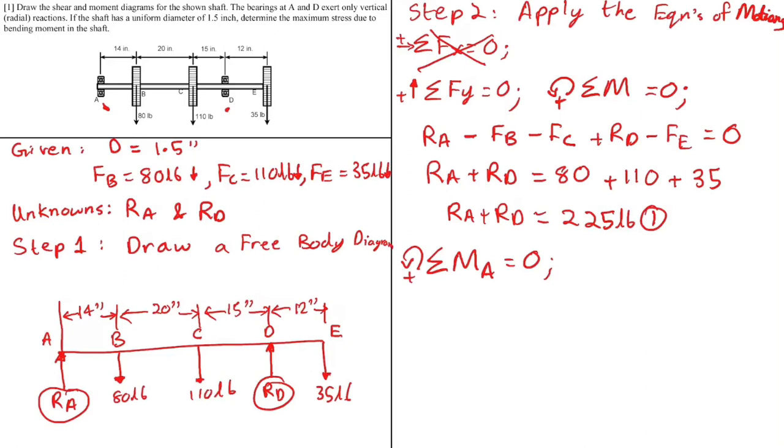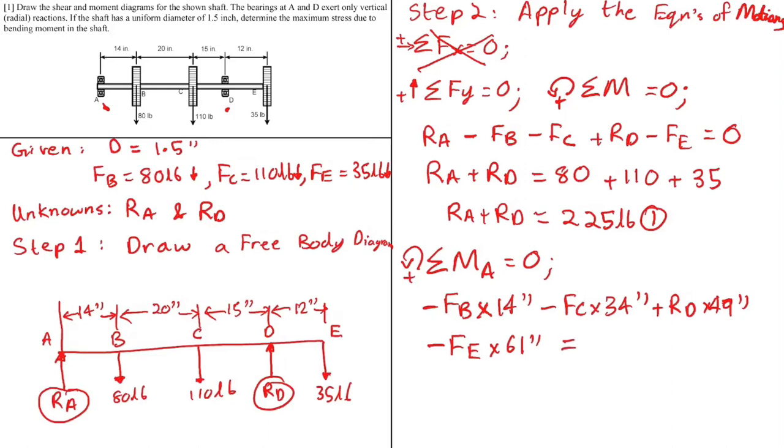So I'm going to write it as minus FB times the perpendicular distance. The distance from A to B is 14. Let's say the distance from C to A is 20 plus 14. D to A is the summation of these three, and so on. So minus FB times 14 inches, minus FC times 14 plus 20, which is 34 inches, plus RD times 15 inches. No, not 15. You have to add the 2, so it's 49 inches, minus FE times 61 inches equals 0.